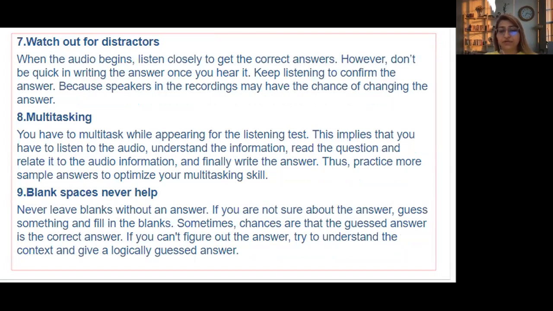Blank spaces never help. So never leave your question unanswered. Make a logical guess, try to understand the context, and then figure it out, and you can write your answer.